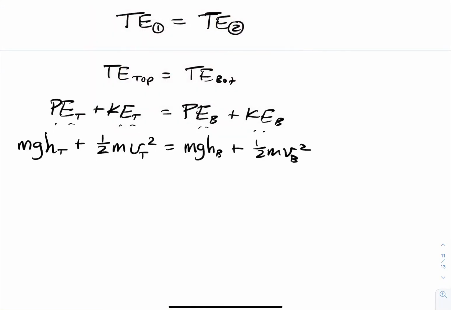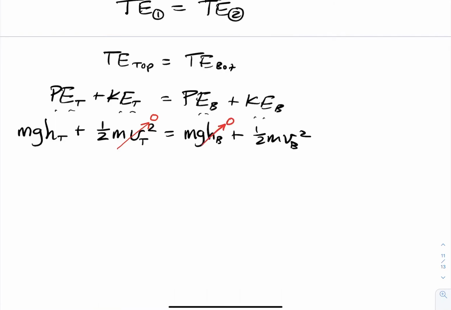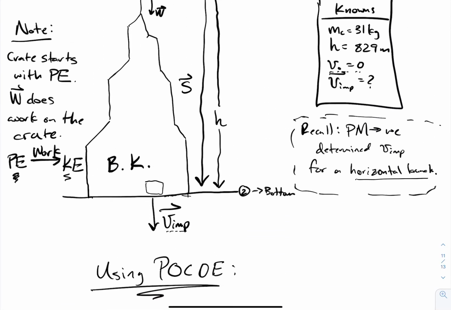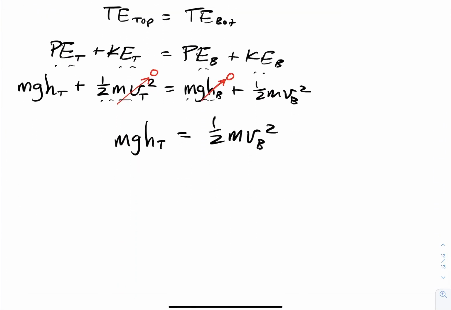But we do know that at the top, the crate starts from rest, it's dropped, and so the velocity at the top is 0. And we know that at the bottom the height has gone to 0. That's what classifies the bottom of the building. And so we can rewrite this without our quantities with 0 in them. So now we have mgh top equal to 1/2 mv bottom squared. And just like we thought about at the beginning, we'll have potential energy at the top and kinetic energy at the bottom. That's what POCOE has shown us.